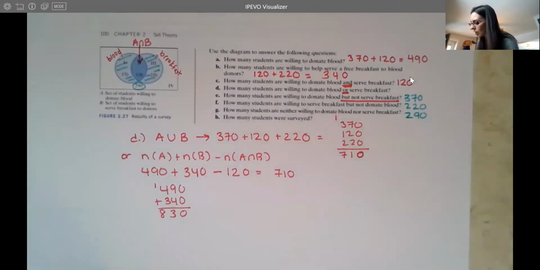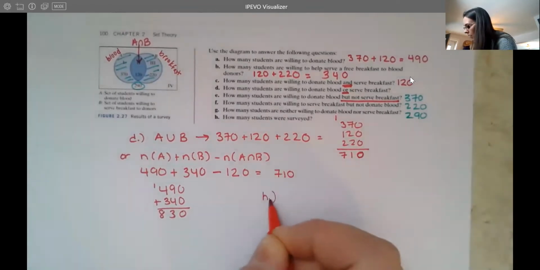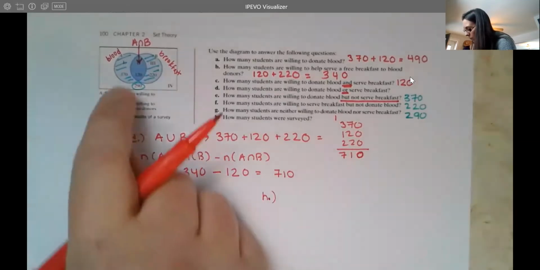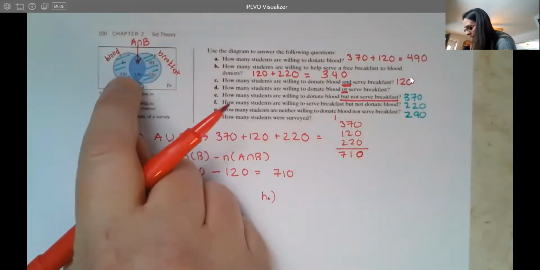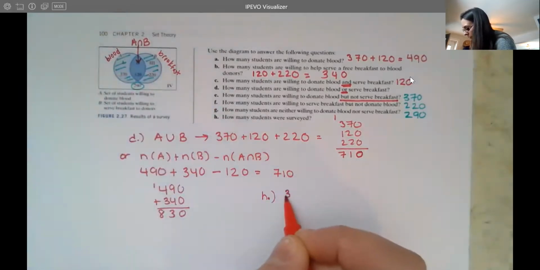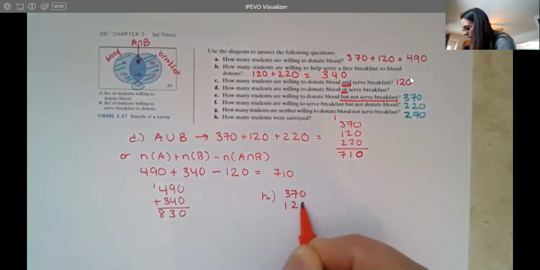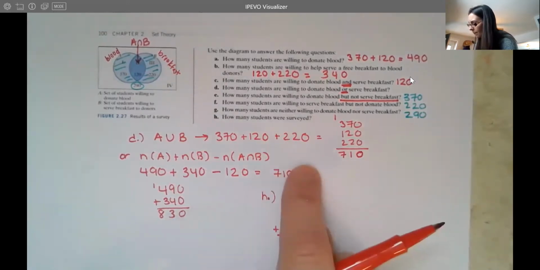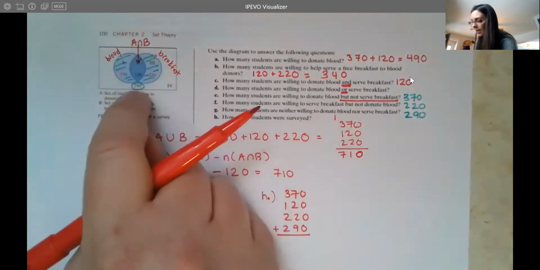And then finally for H, how many students were surveyed? Well, we can figure that out. We just have to add everything up. So we can do it a few different ways. One way that's the easiest is to just add each of the unique regions. So we could add that 370, the 120, the 220, and then the 290. Another way to do it is also take what you already know from the union here, and then you can just add the 290 to it.